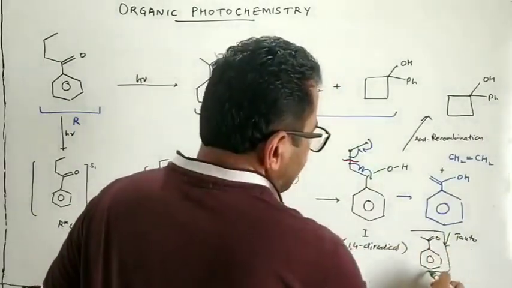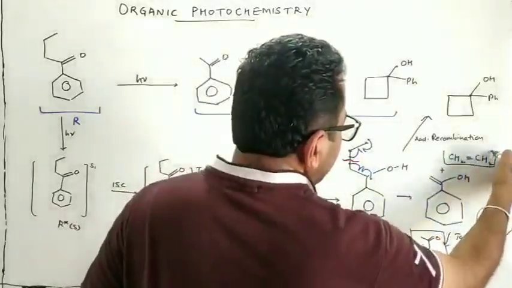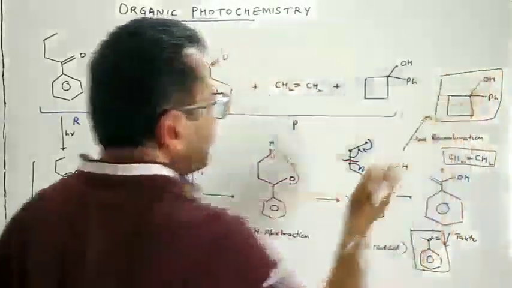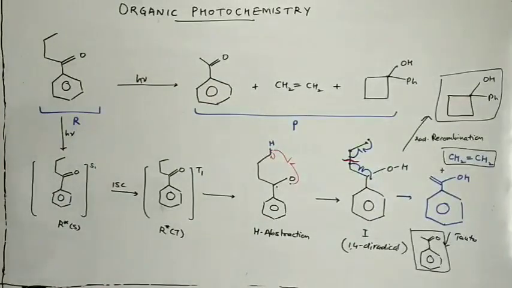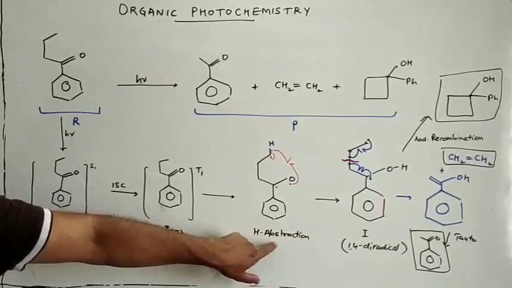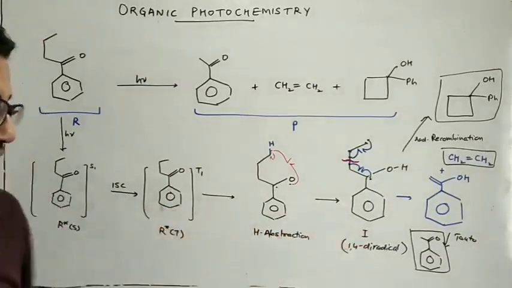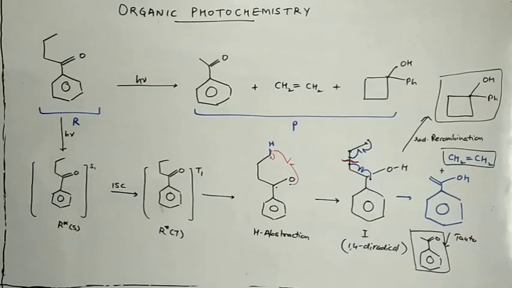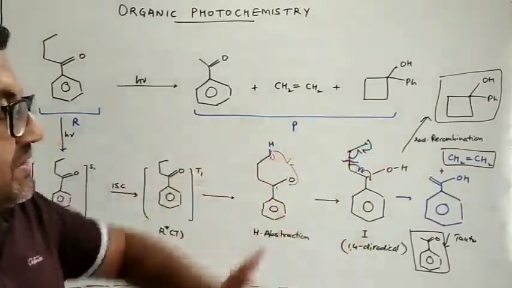So there is your one product, here is your second product, and here is your third product. So in this way we can predict the product formation in any photochemical reaction. So we started with the R and we get three products P. First R changes to R star singlet, changes to R star triplet, then hydrogen abstraction, after that it immediately changes to I, that is, I, the 1,4 diradical, is I. I may be carbene, nitrene or diradical. So keep in mind these things. Then this I radical rearranges itself.